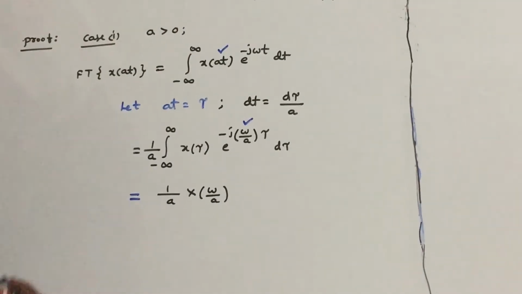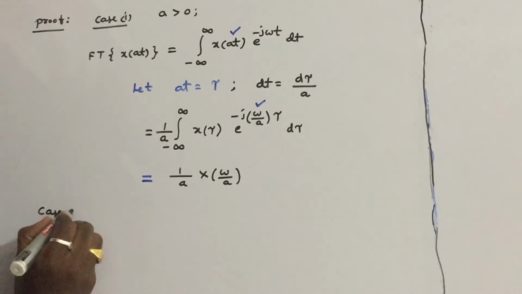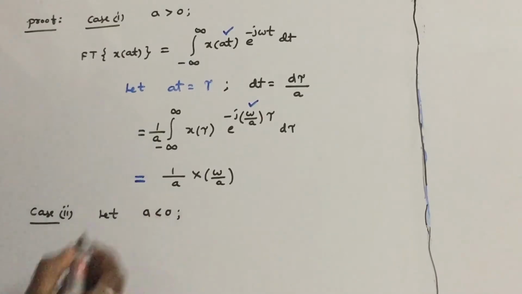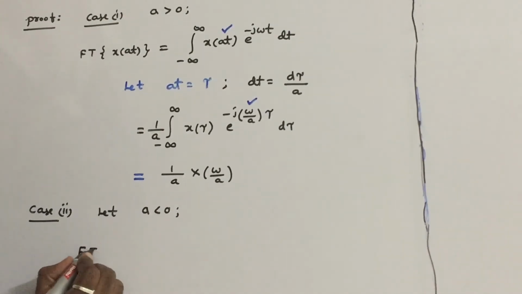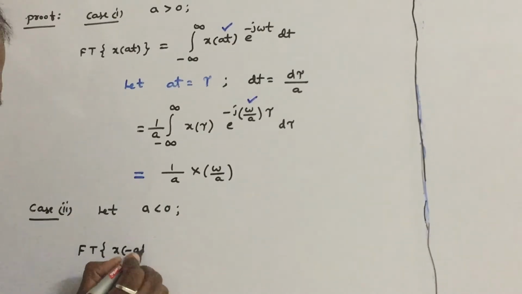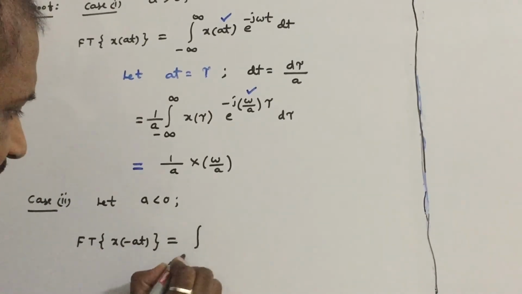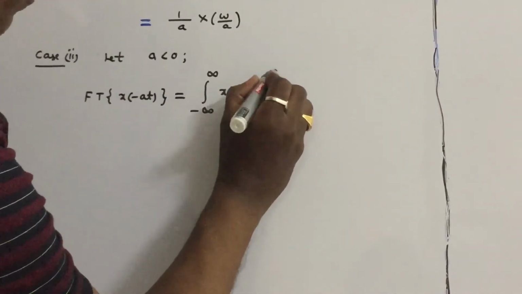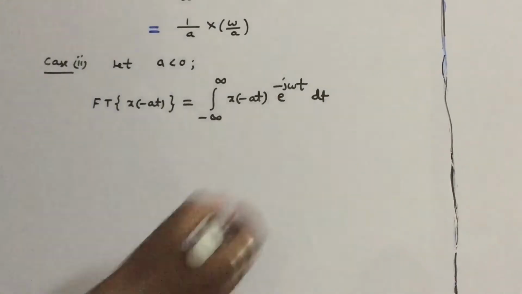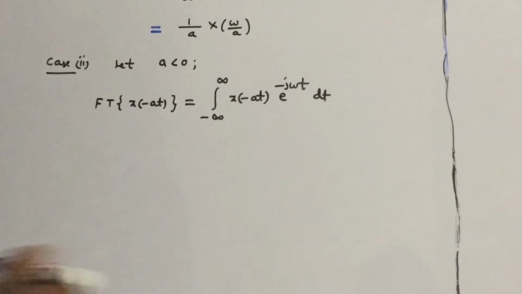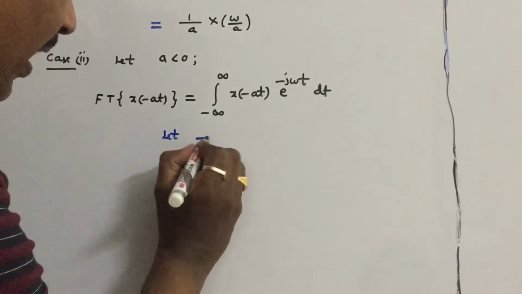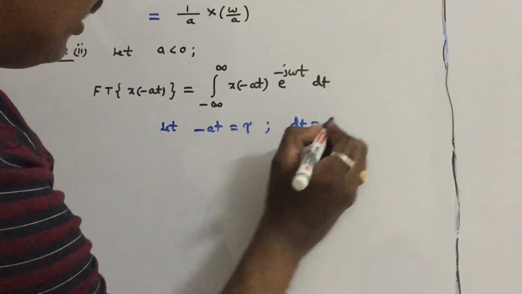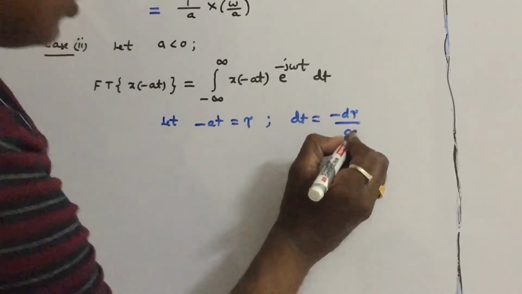So let us take case 2. In case 2, let a be less than 0. That means let us find the Fourier transform of x of minus at. We substitute in the definition: integral from minus infinity to infinity x of minus at into e power minus j omega t dt. Similar to case 1, let minus at be equal to tau. What is dt? Minus d tau by a.